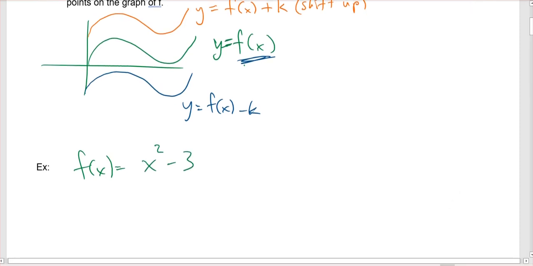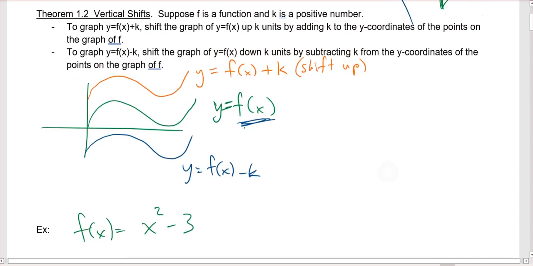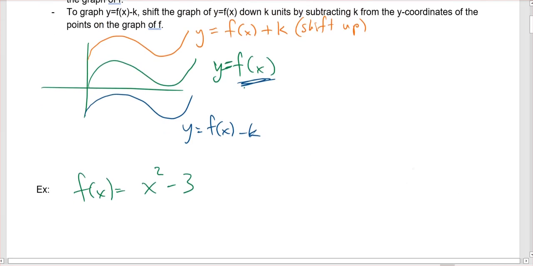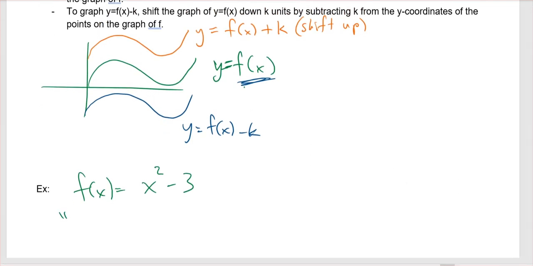Okay, so if we look at this guy, what we're going to end up doing for pretty much all of these is get into the habit of deciding for ourselves what it looks like first.